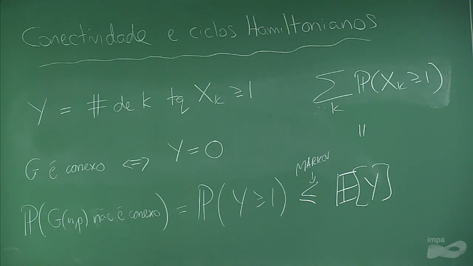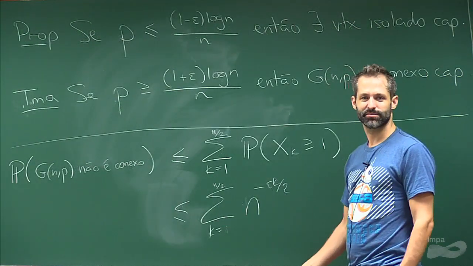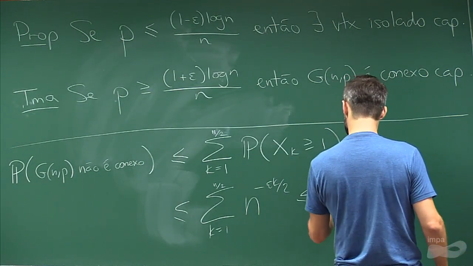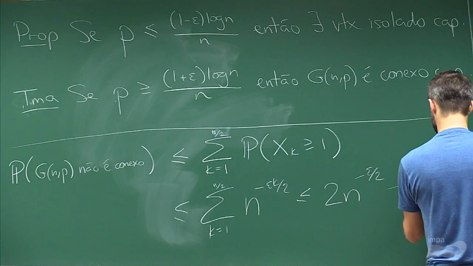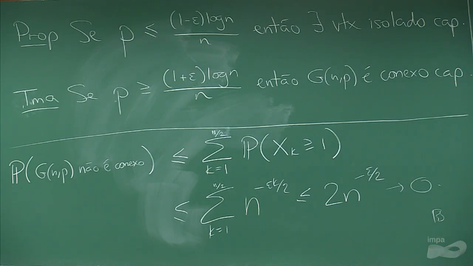Okay, so this thing is at most what? The bound here: the sum over k from 1 to n over 2 of n to the minus epsilon k over 2. Which is what? This is a geometric series, so this is at most twice n to the minus epsilon over 2, which goes to 0. Right. Is it okay?